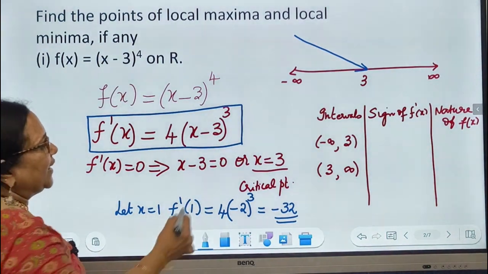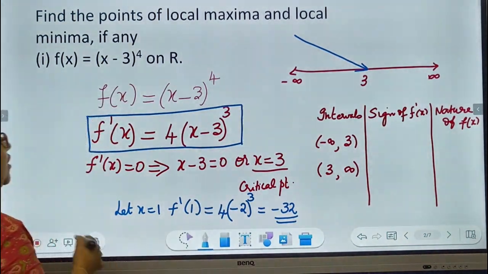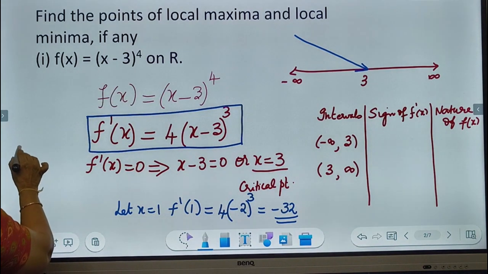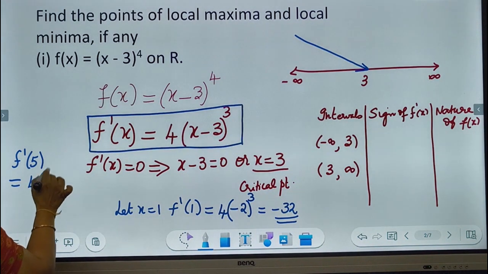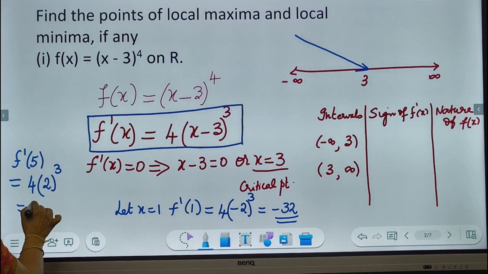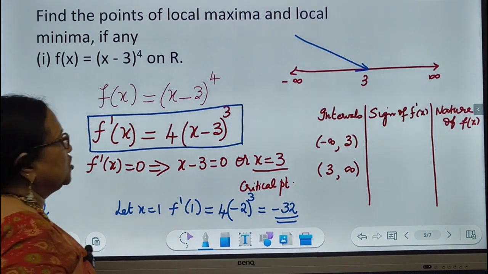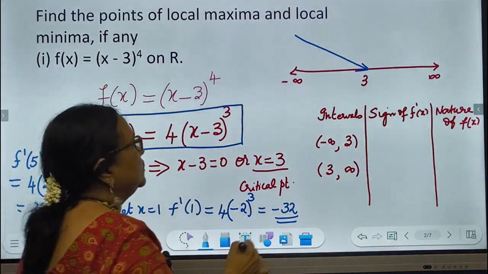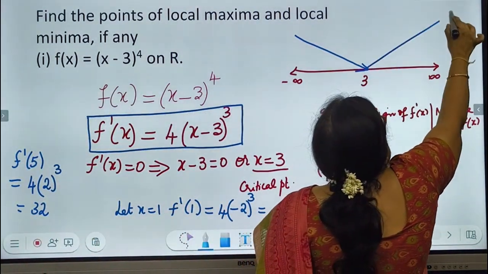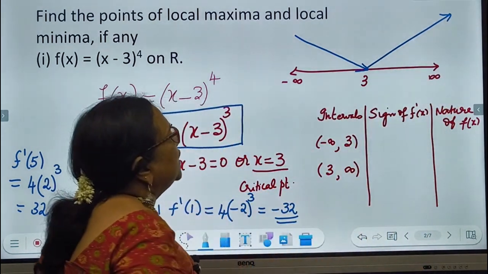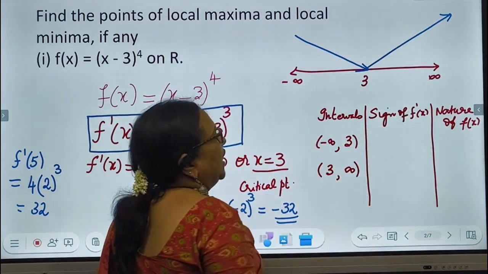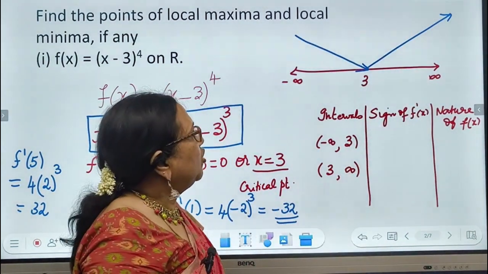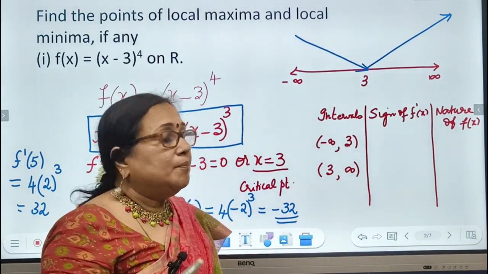What happens to the right of x equal to 3? I can take a value from there, say 5. What is f dash of 5? F dash of 5 will be 4 into (5 minus 3), 2 cubed. This is plus 32. Therefore, it is increasing. So what do you see here? Decreasing, then increasing, like a valley. I have told you that x equal to 3 is a point of local minimum.